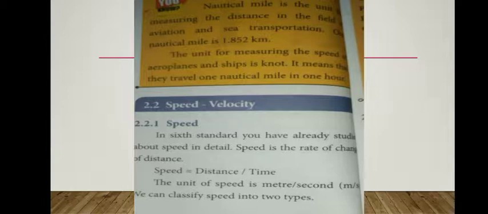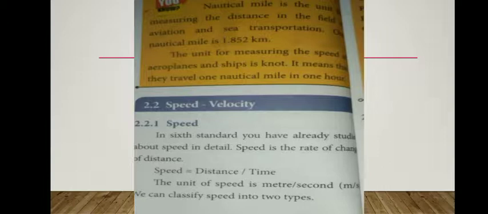Next one is the nautical mile. Look at it in your book. Nautical mile is a unit for measuring distance in the field of aviation and sea transportation. What are the places we are using it? Aviation, for air flying objects like aeroplanes. Likewise, sea transportation, that is ships. We have to use the nautical mile in both places.